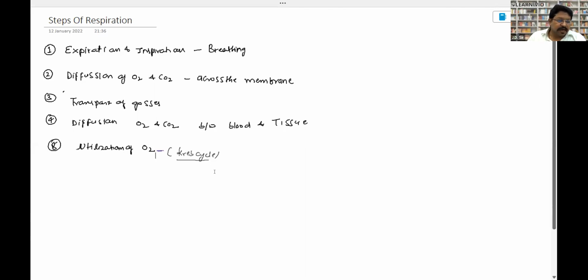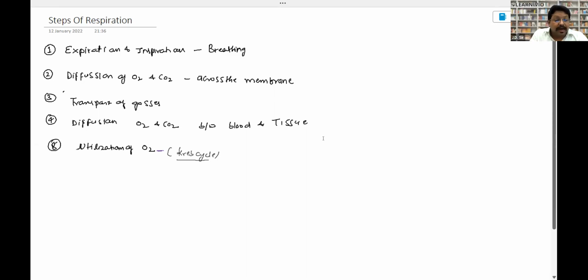Then the Krebs cycle: oxygen goes inside the cell, then inside the mitochondria, where oxygen is required for the combustion of the food. After the combustion of the food, the food gets combusted and energy is generated. That is the complete process of respiration.